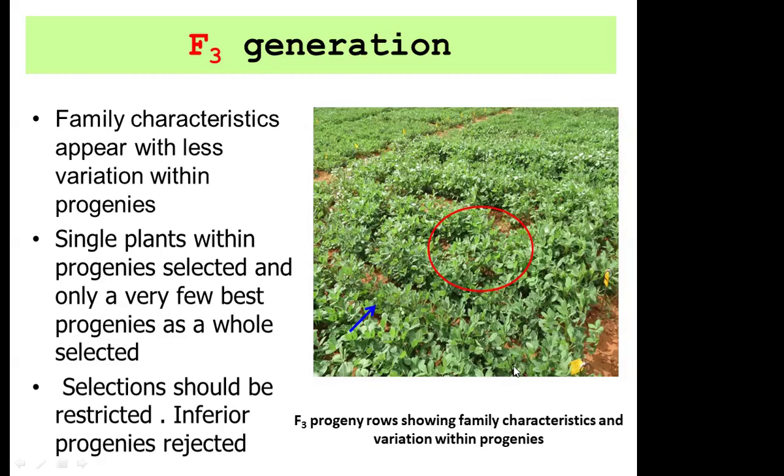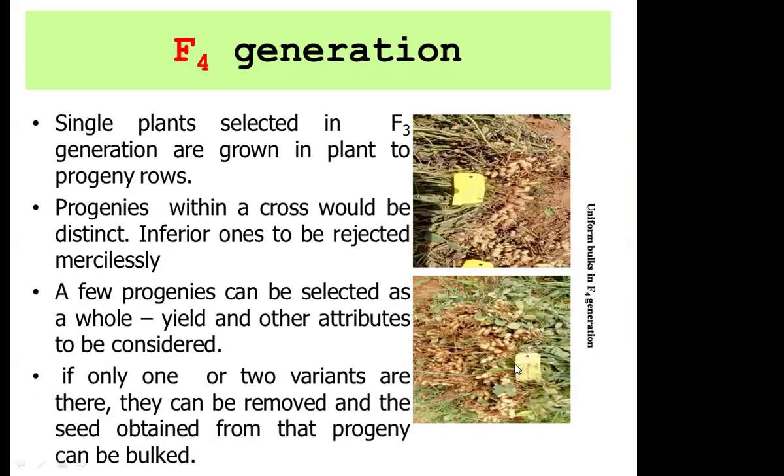Next slide. In F4, the family characters will mostly be very clear and more uniform. We can select progenies as a whole in F4, and if there are one or two plants that are varying, we can just reject them. Some progenies we can select now, and if the seed material is sufficient, we can go for yield trials with those uniform bulk selections. Next slide.